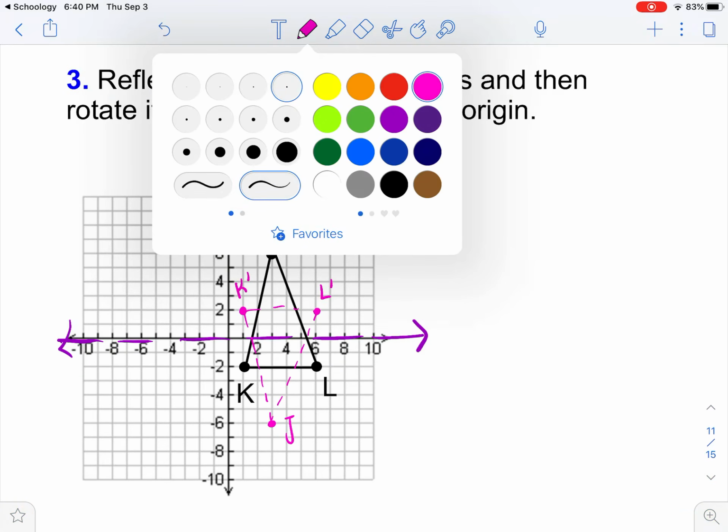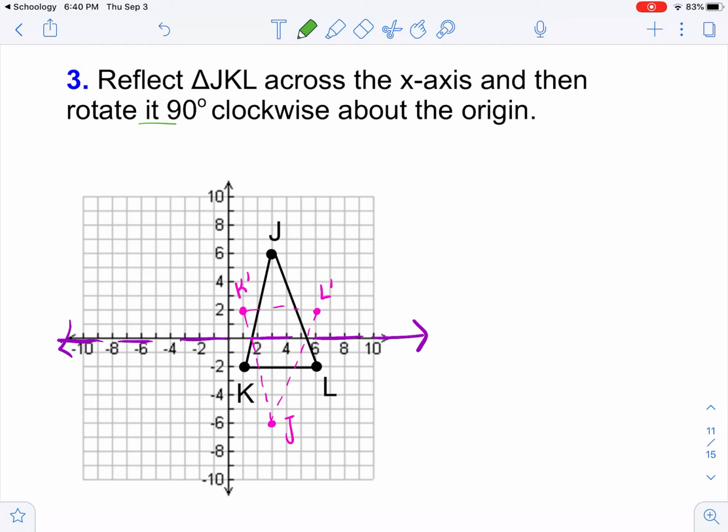Now let's move on to what it tells me to do next. Next it says rotate 90 degrees clockwise about the origin. So I use rules. If you don't use rules, if you do it more visually, then do it. I'm going to write down my rule. It's (x, y) becomes, clockwise, (y, -x).